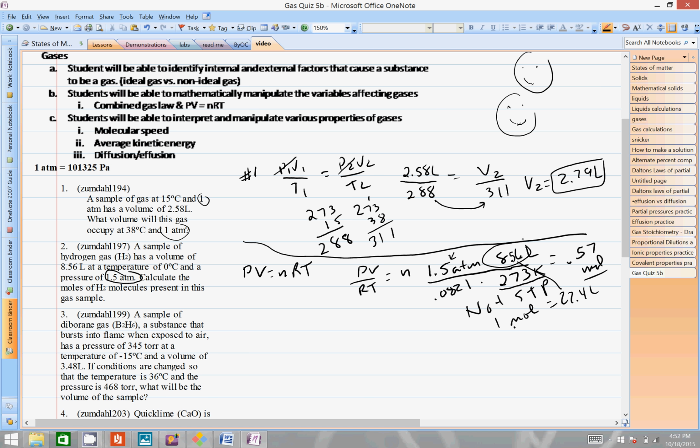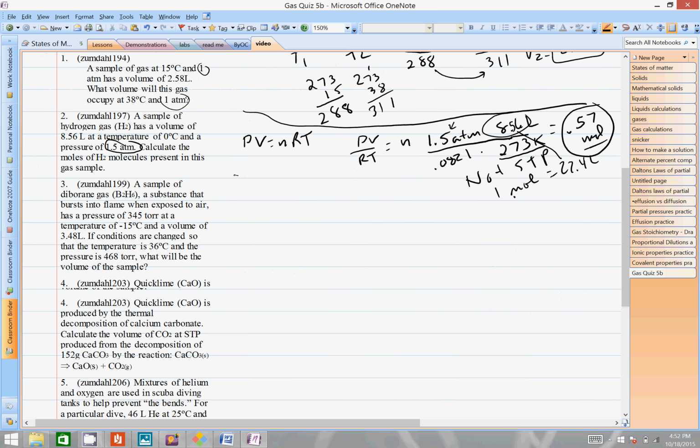And we know that we have less than 22.4, so we know this number should be less than 1. We definitely have less than a mole. Awfully close to half a mole. So watch your numbers. If you get a weird number, every number should have some amount of sense to it.